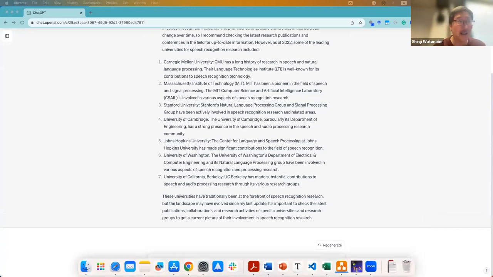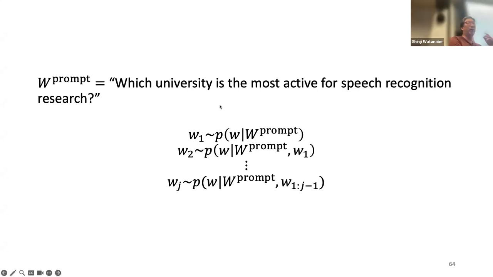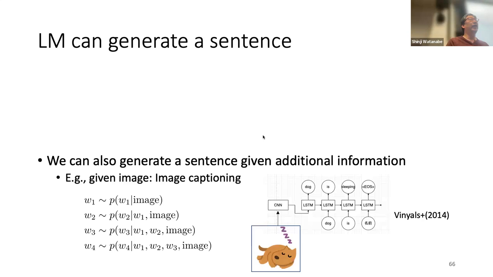Okay. What happened inside is just an application of the language model using a prompt, which university is the most active for speech recognition research. We first train the language model, then put the prompt here and just generate, and we get Carnegie Mellon. This is one example, but it's not only for text input. We can also feed other input, like an image, as a condition and train the language model, and then it becomes image captioning.